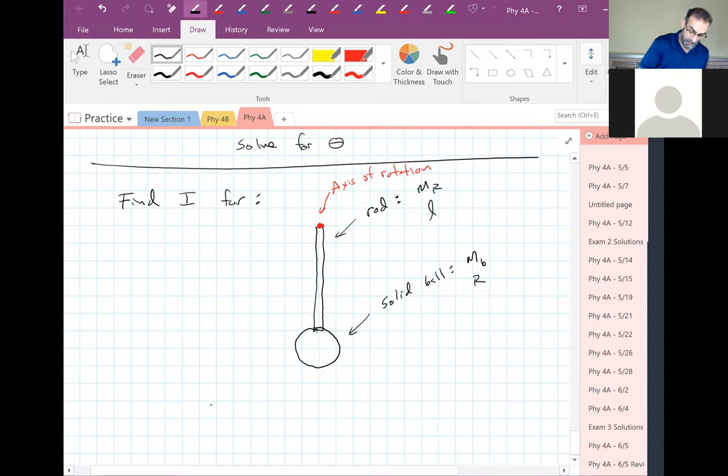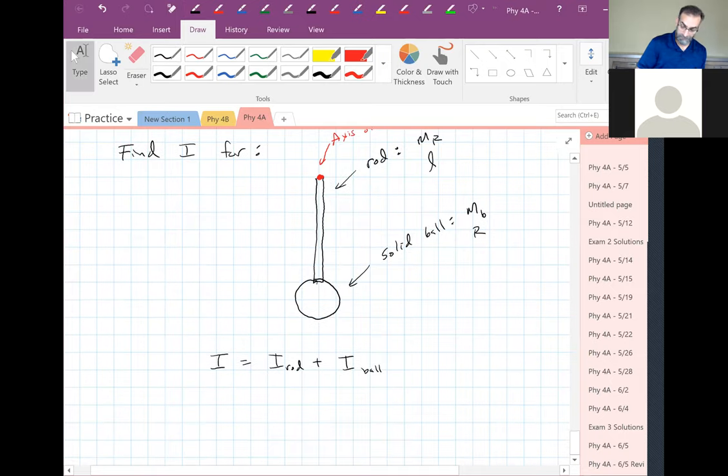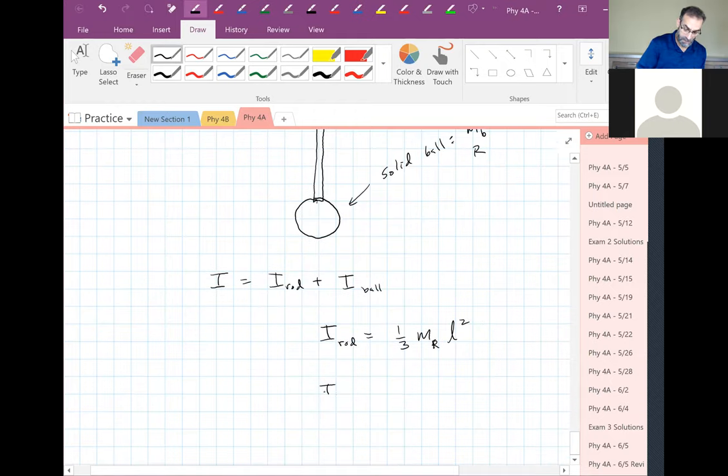So what's the I for this system? I for this system is going to be, I'll do the easy one for you. A rod rotating about its endpoint, 1/3 M rod L squared. I for the ball. Now, what are we going to do? We're going to use the parallel axis theorem, right?